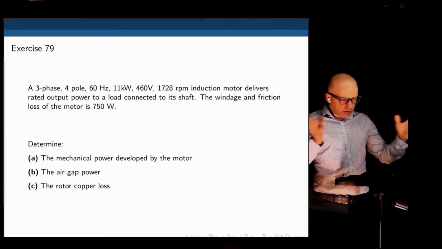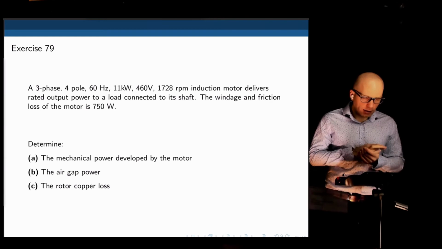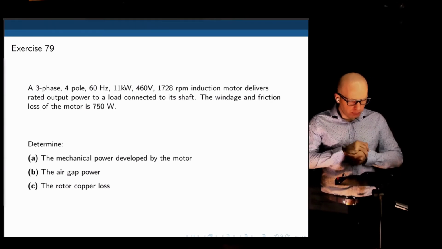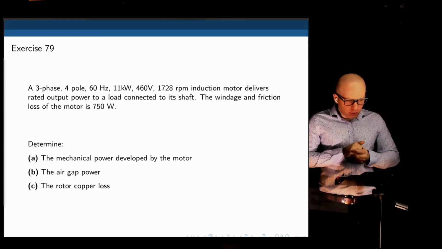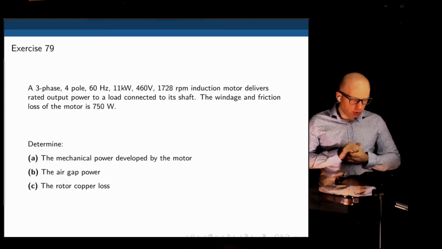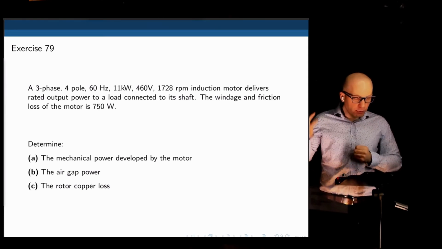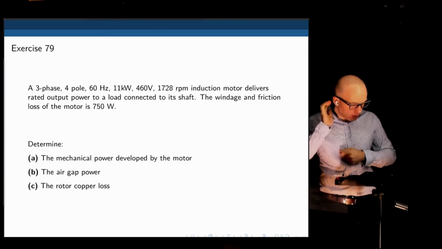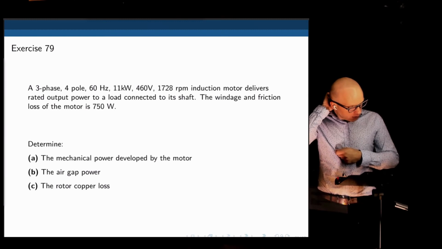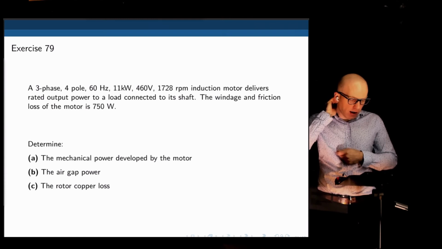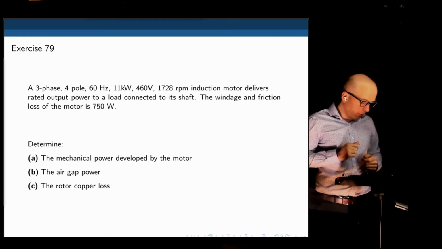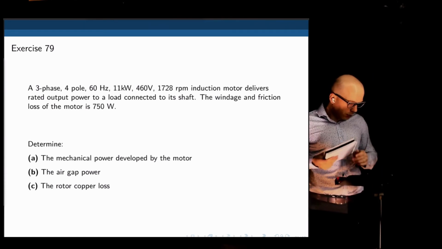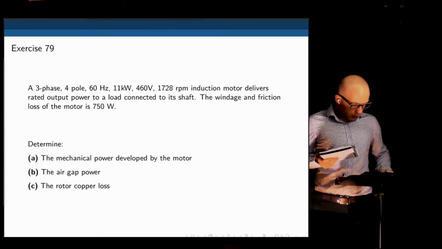Okay, so that's the whole characteristics of the motor. It's an 11 kilowatt motor. The windage and friction loss of the motor is 750 watts. So we give it input power of 11 kilowatts. There is windage and friction loss at 750 watts. The question is to determine the power developed by the motor, the mechanical power, the air gap power, and the rotor copper loss. All right. So let's then do that.